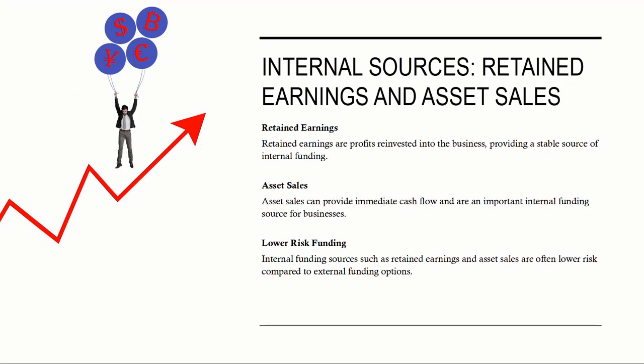Internal sources, retained earnings, and asset sales. Retained earnings. Retained earnings are profits reinvested into the business, providing a stable source of internal funding. Asset sales. Asset sales can provide immediate cash flow and are an important internal funding source for businesses. Lower risk funding. Internal funding sources such as retained earnings and asset sales are often lower risk compared to external funding options.